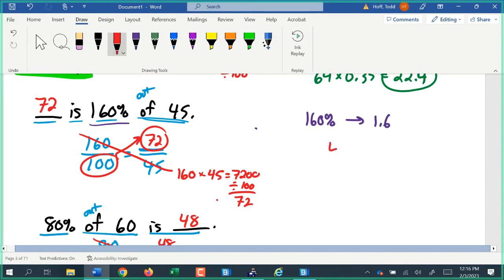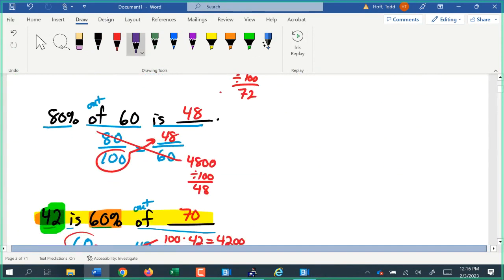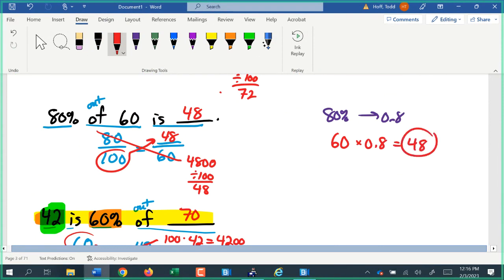We take our base amount of 45 times the 1.6. It gives us 72. Seeing it short like that definitely looks a lot quicker and easier. The next problem, we have a percent of 80%. As a rate, that's 0.8. We have our base amount of 60 times 0.8 gives us 48 as our portion of interest.